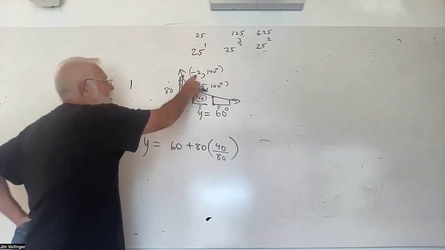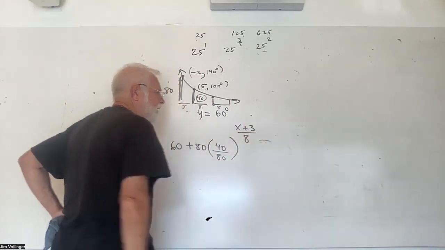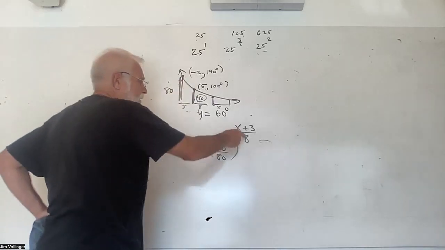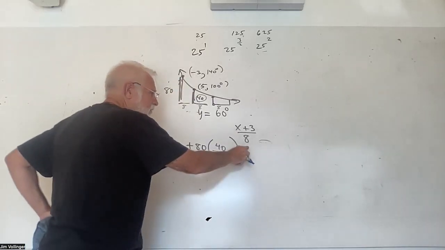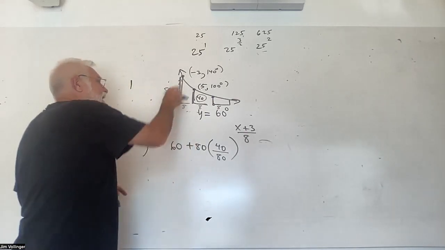The easier part is -3 and 5. So there's your x plus 3 over 8. Right? That's what we're doing with the linear function. Making a 0, making a 1. When I put 5 in, I get 1. When I put -3 in, I get 0. And that is that equation.